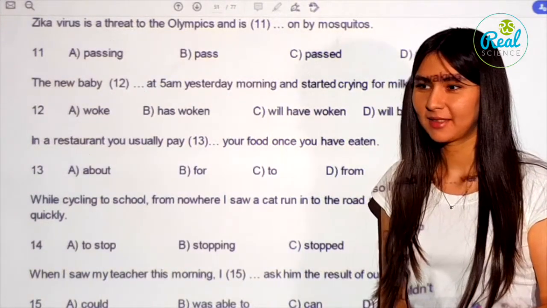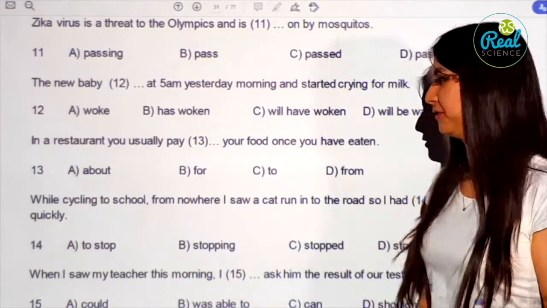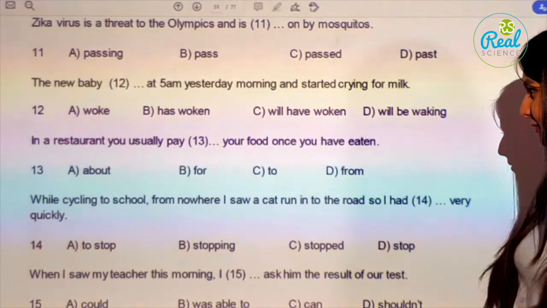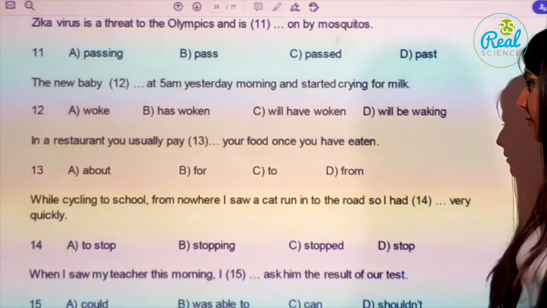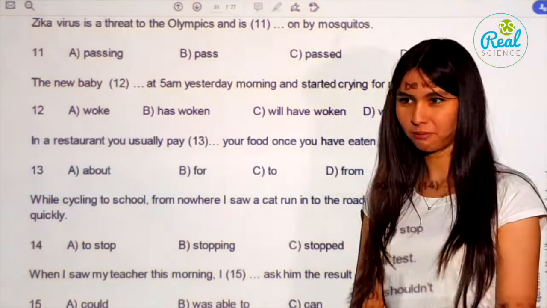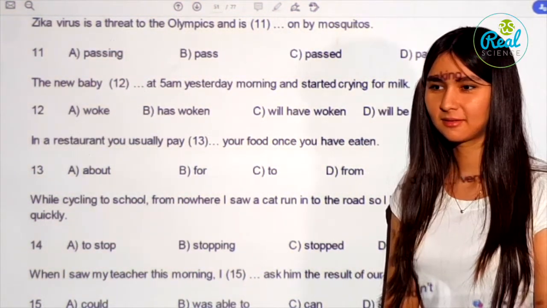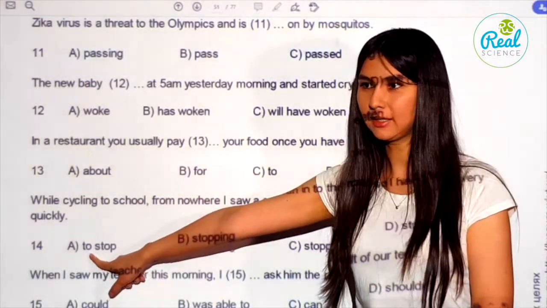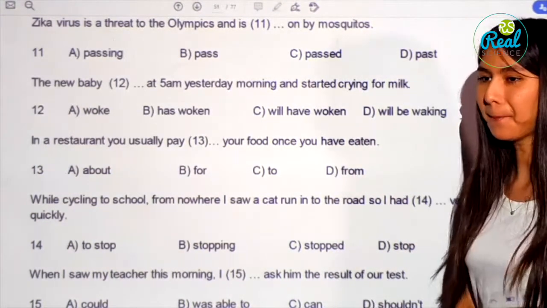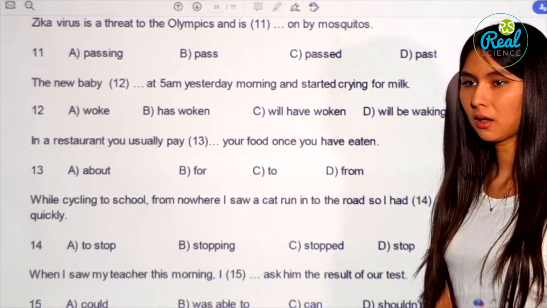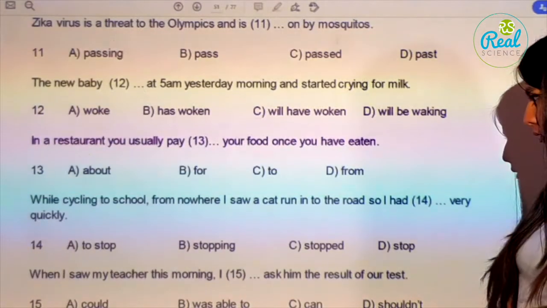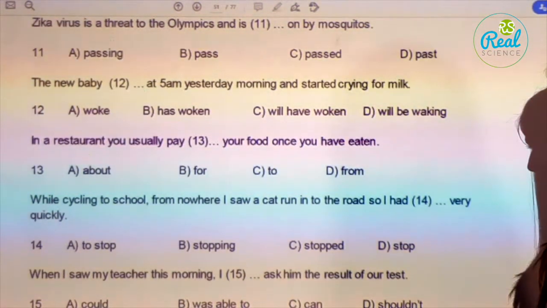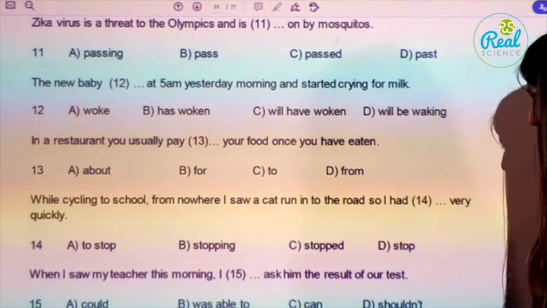13th. Yes, Alimov. In a restaurant, you usually pay for your food once you have eaten. Good job. Next one. So you got answer B1, yes? 14. Yes, Jasmina. While cycling to school from Norway, I saw a kid run into the road, so I had to stop very quickly. I had stopped it very quickly.